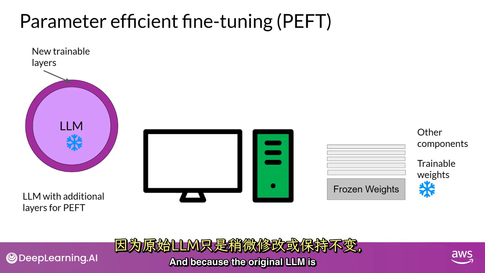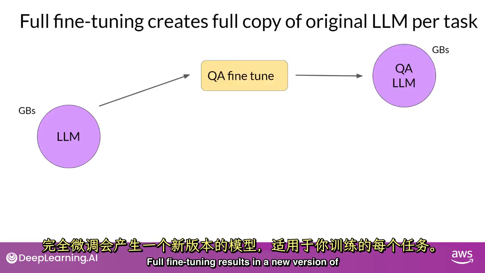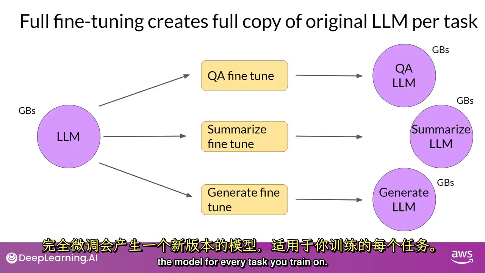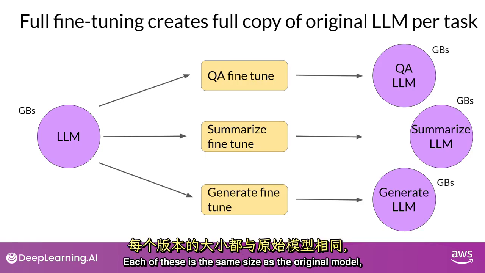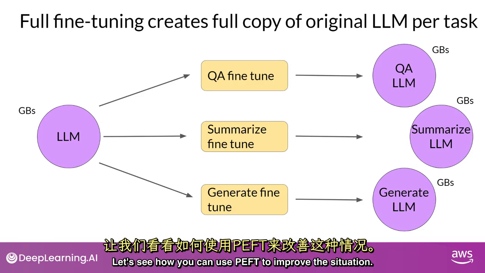And because the original LLM is only slightly modified or left unchanged, PEFT is less prone to the catastrophic forgetting problems of full fine-tuning. Full fine-tuning results in a new version of the model for every task you train on. Each of these is the same size as the original model, so it can create an expensive storage problem if you're fine-tuning for multiple tasks. Let's see how you can use PEFT to improve this situation.